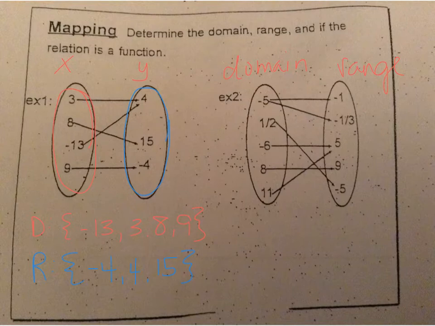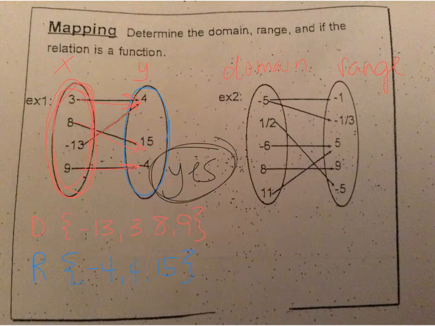Okay, now in a mapping it's a little bit harder to tell from the list down here if it's a function or not. What you do is see if there's any repeaters in the domain. So if I look at this first bubble here in red, this is my domain bubble. If I have any number that has two arrows pointing away from it, that would be a repeater. 3 is mapping to one number, 8 is going to one number, 13, and 9. So those are all going to one number. So yes, this is a function. Everything, all the domains are going to one number, none of them are repeating.